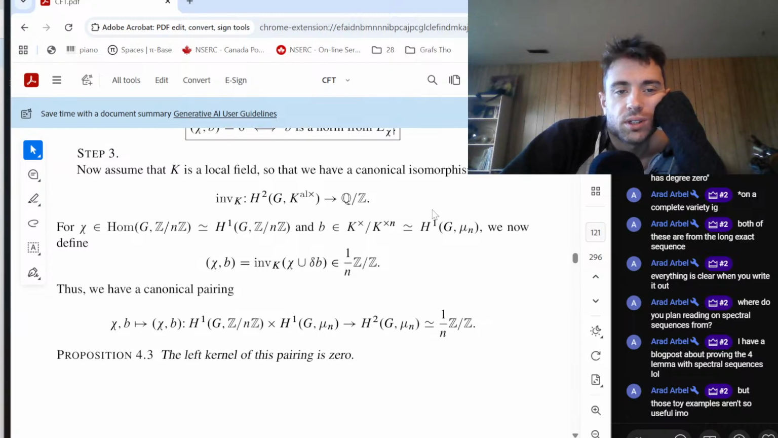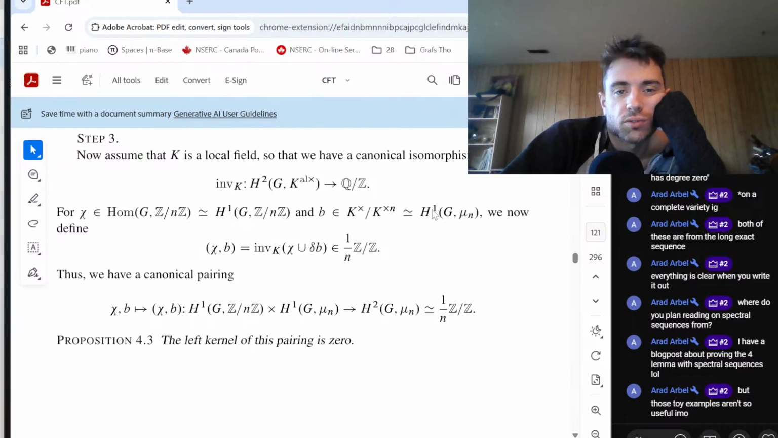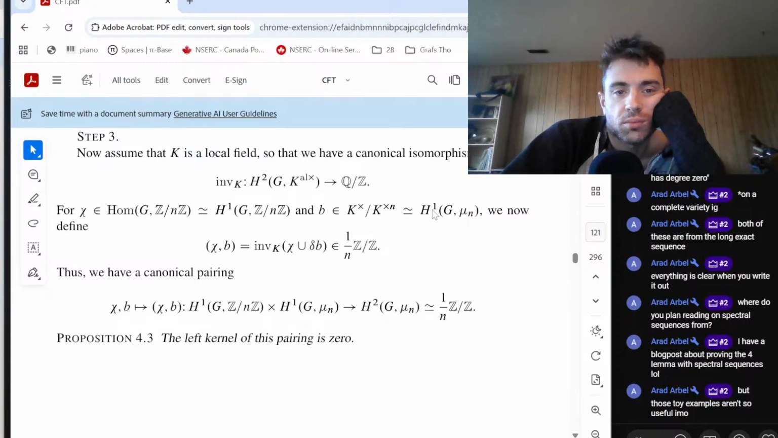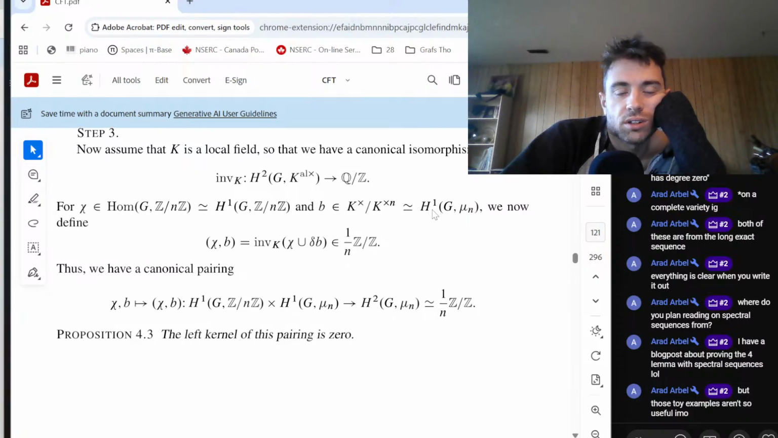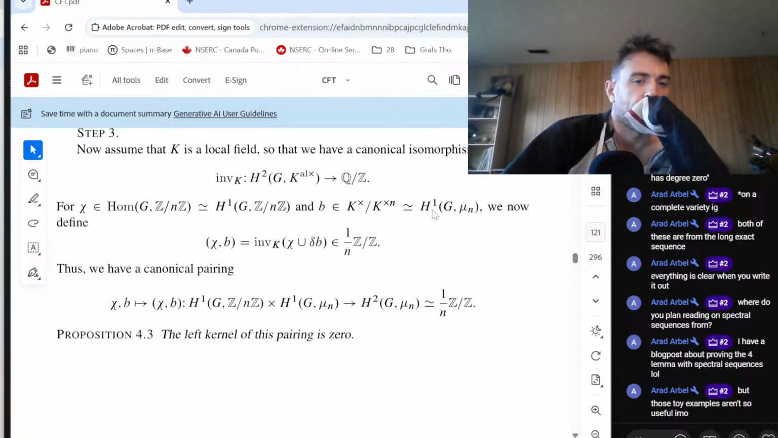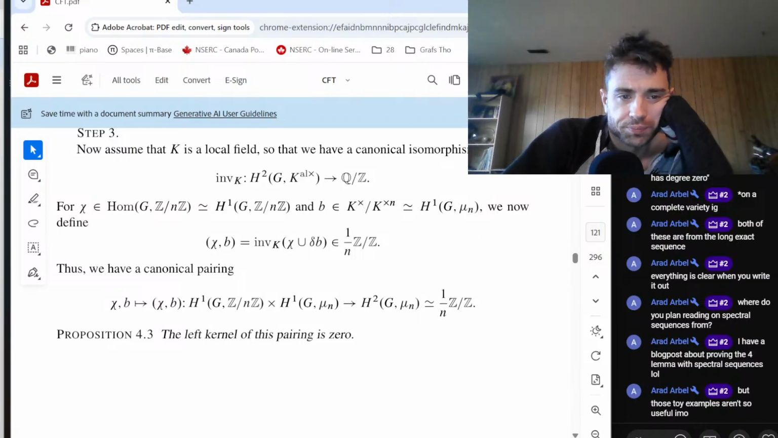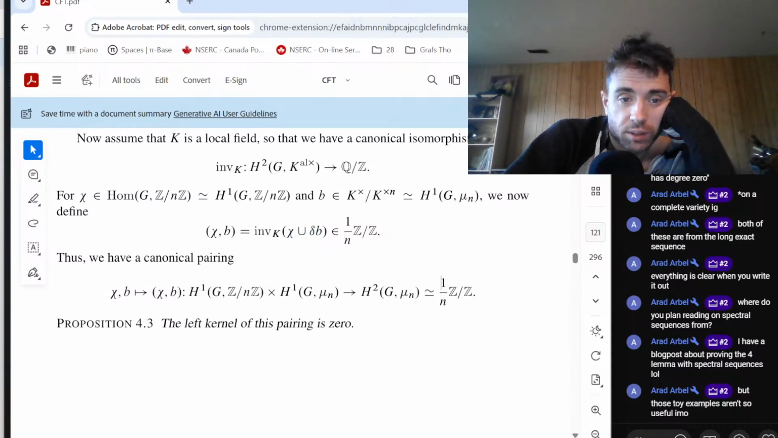Step 3, we now assume that this is a local field, so we have canonical isomorphism given here. For chi and B, we now define this to be the image of the cup under the inversion, and this claims that we then have the pairing given here. Okay.